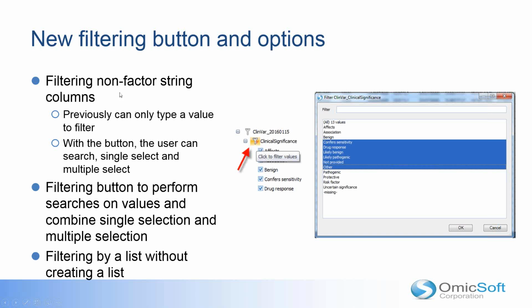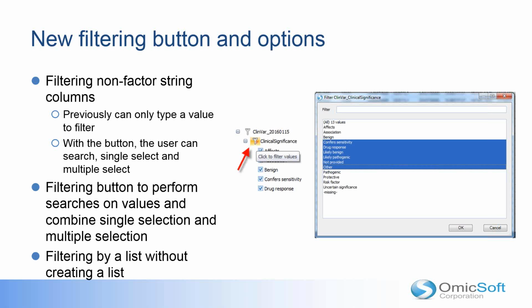If you click it, this serves as a smart button where the behavior of this button will be dependent on the context. So if you have a string column, for example gene symbol, it actually will allow you to search through all these values. You can search up to 10 values and do multiple selection. If the column or the variable is actually a factor column, then you will be able to combine the single selection and multiple selection.